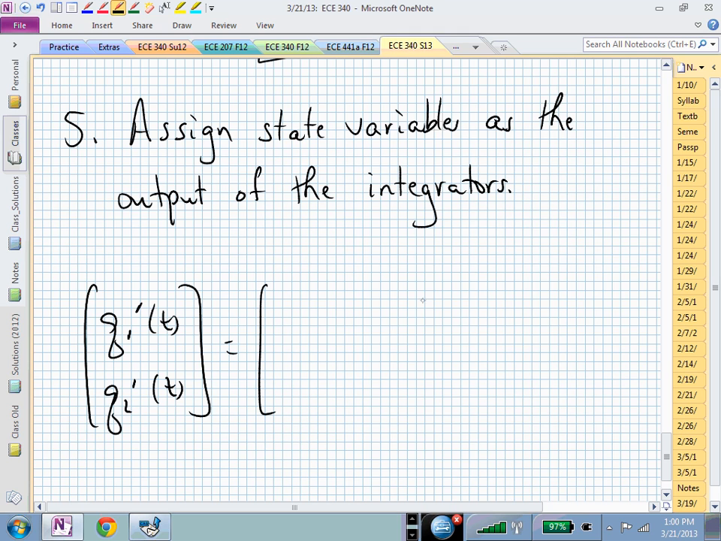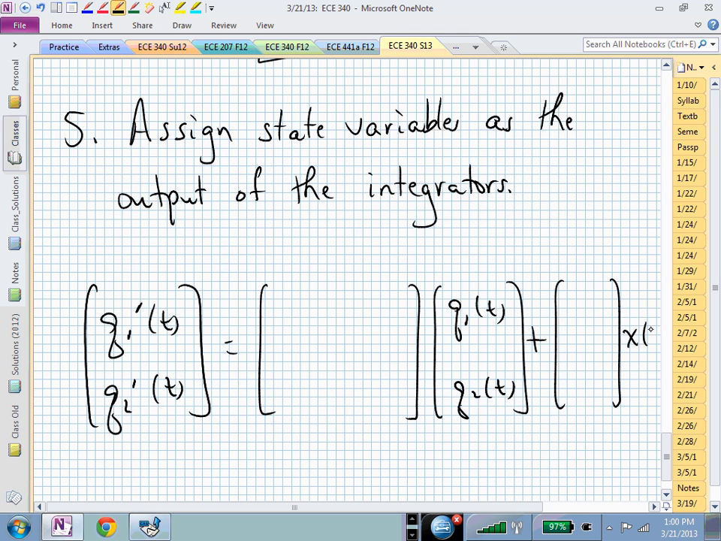And the standard form says that you have some matrix, which we've called the A matrix, times the state vector, plus the input vector. And this input could be more than just 1. Here we just have 1. It's a 1 by 1 matrix, x of t.